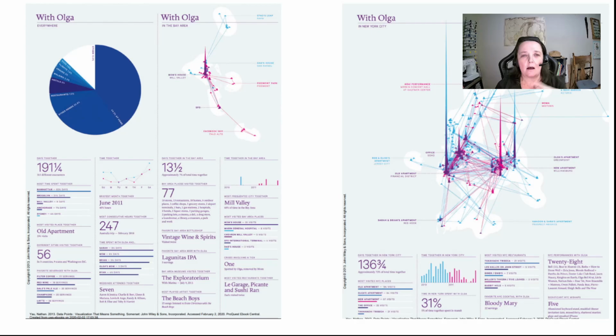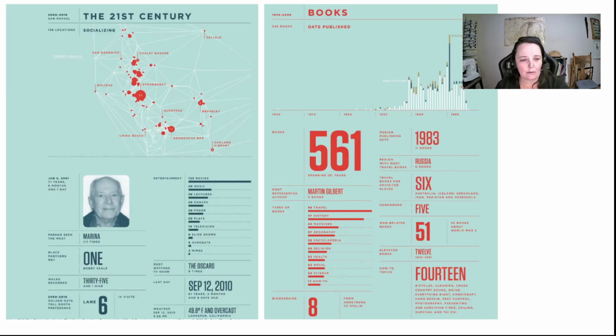Here is another couple pages to think about. We've got on the left here, this person and their activities. So we've got some mapping of their socializing. We've got a bar chart of what kinds of activities they like to do. And we've got some text telling some details about their life. Over here on the right, we've got books published over time. And so we've got a bar chart, and we've got some other ways of displaying this information about books.